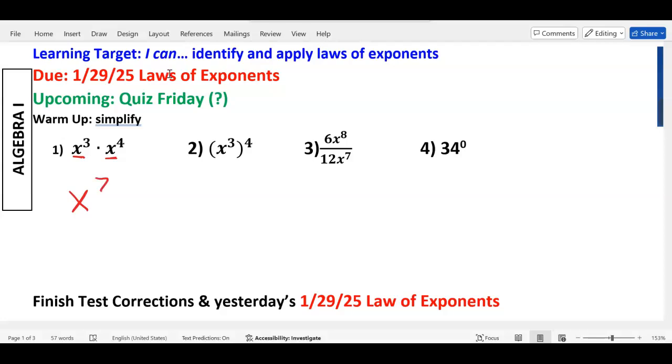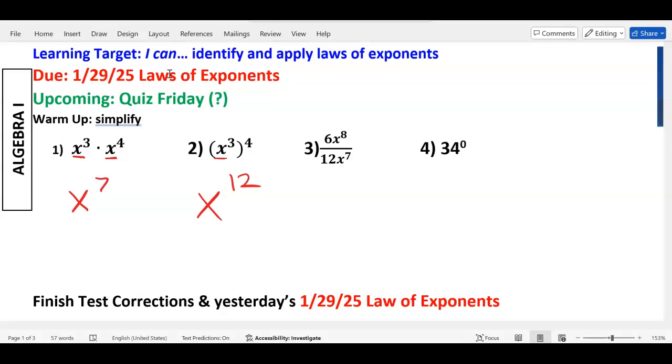Okay? Now, number 2, doesn't that number 2 kind of look like number 1? Kind of, right? Except, look at this one. There's only one base. So if you have your notes from yesterday, on the back, we talked about what if there's one base and two exponents, two powers. This is the situation where you multiply. So when you have a power raised to another power, that's when you multiply. 3 times 4 gives you 12.